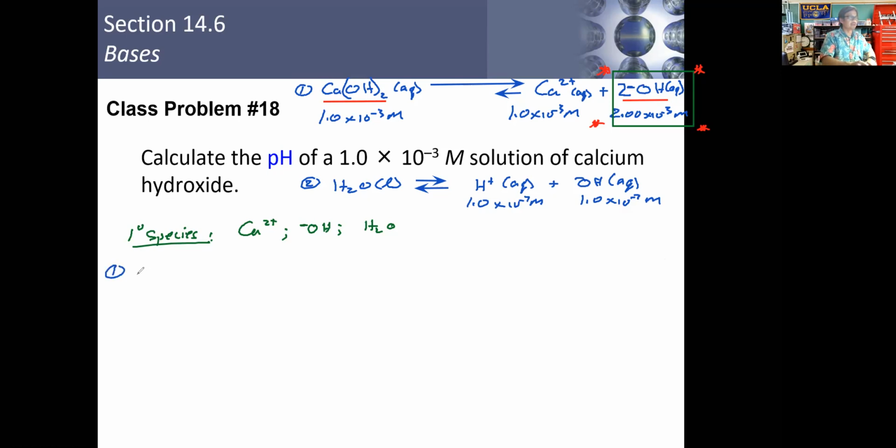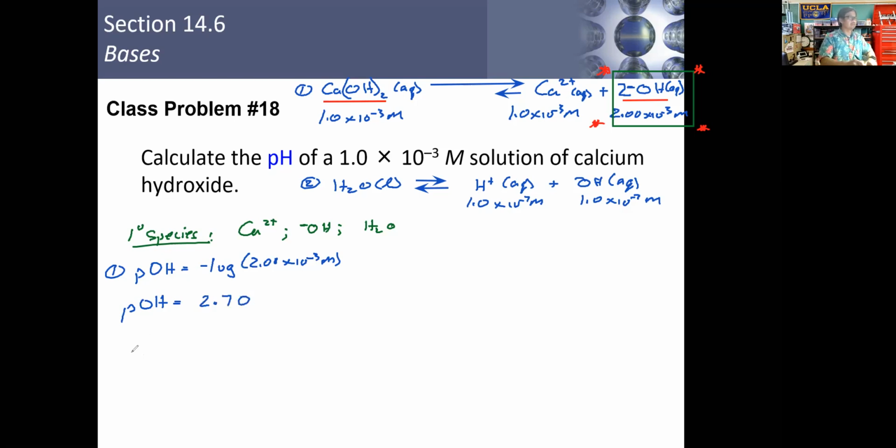Okay, so let's go ahead then. We're going to find the pOH first. The negative log of the hydroxide ion concentration, which this time is 2 times 10 to the minus 3 molar. If you plug that in, then the pOH is going to be equal to 2.70 as the pOH.